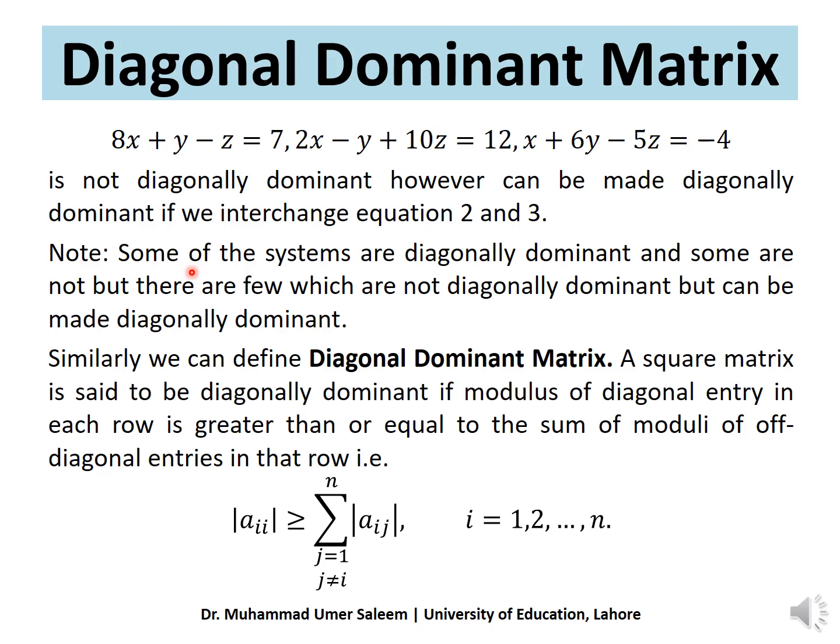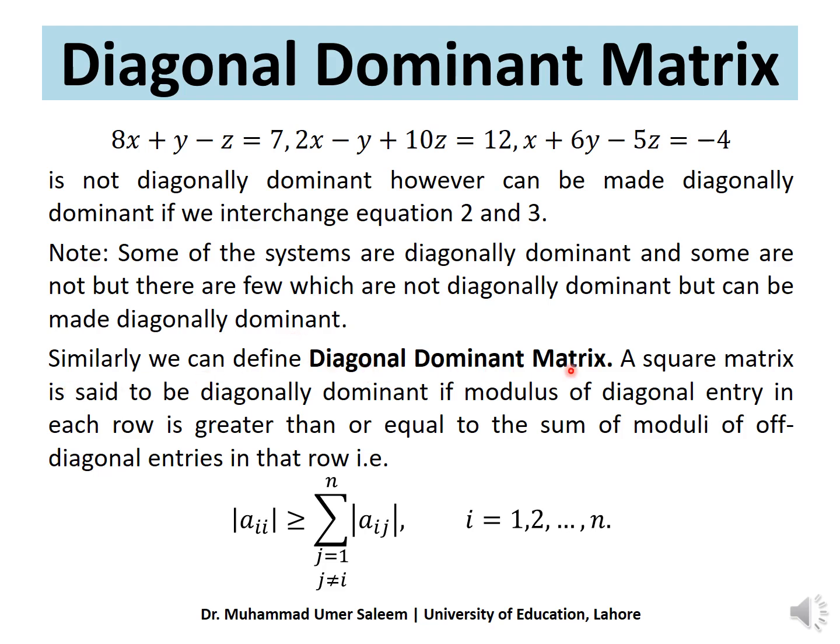So the point is, some systems are diagonally dominant, some are not, but there are a few which are not diagonally dominant but can be made diagonally dominant. So before we proceed to the numerical solution of a system of linear equations, please ensure the diagonal dominance of the system. If it is not diagonally dominant, then please try to make it diagonally dominant. There are still many systems which cannot be made diagonally dominant, but you can make as many equations diagonally dominant as you can.